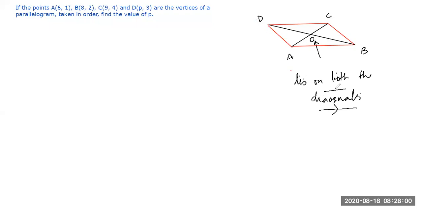Am I right, Sukhman? Yes, sir. This point O lies on the diagonals. What are the diagonals? DB and AC. Am I right? Yes, sir. So also we know that the diagonals bisect each other. Bisect each other means O is the midpoint of DB and O is also the midpoint of AC. Very right. So we will use this technique to solve this.